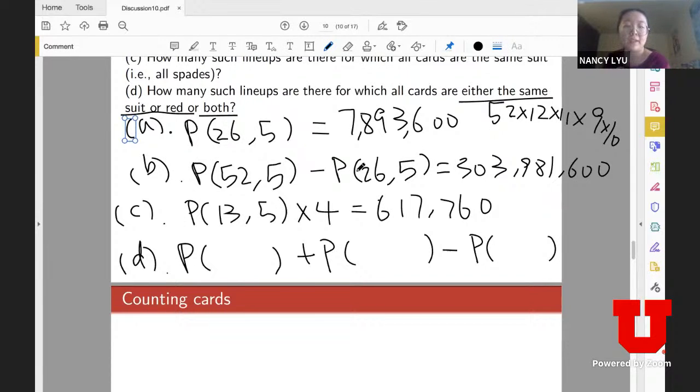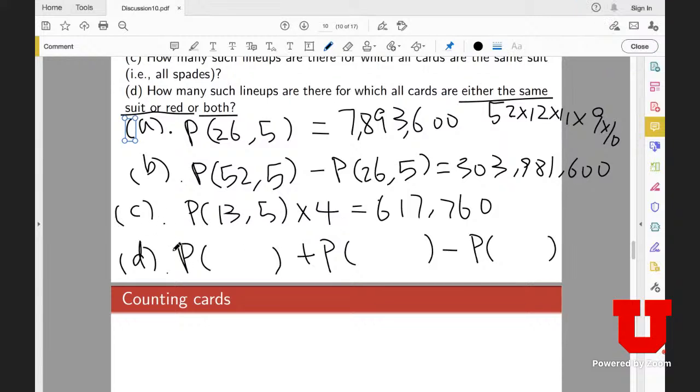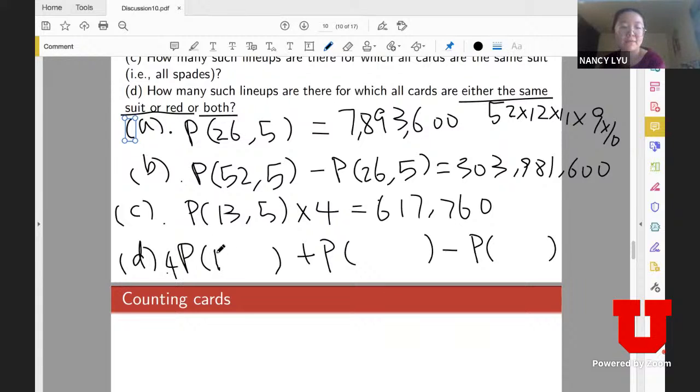So how many lineups are there such that they're in the same suit? You should be saying, yeah, go ahead. Just the answer we got for C. Yes. So 4 times 13 choose 5. And we want to plus that they are red.